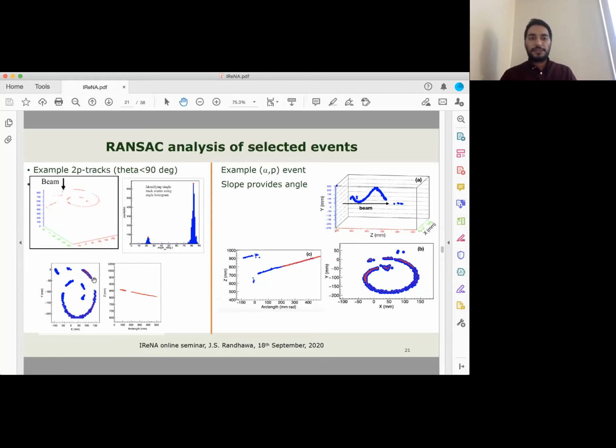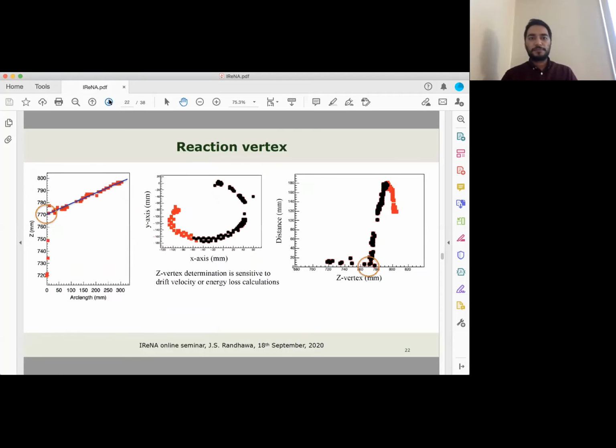For example, this is the scattering below 90 degrees in the lab, this is scattering above 90 degrees in the lab, and this is our events of interest. So this is how we identified the alpha-p channel. And then the reaction vertex, as I said, is the projection on the z-axis along the arc length. You can get the reaction vertex from here or through this way. If you plot the distance from the z vertex, then that's what you will see, and they both agree with each other within 1 or 2 millimeters.